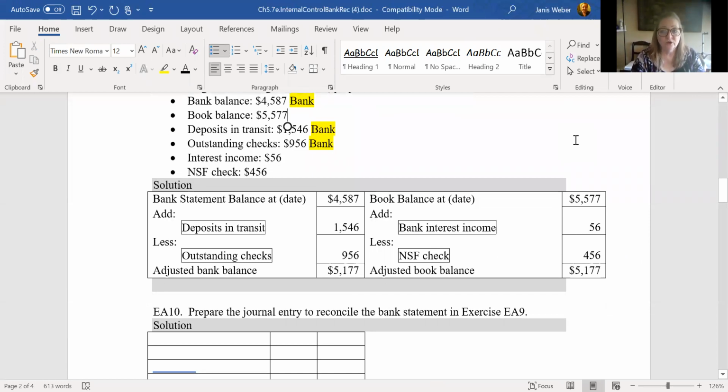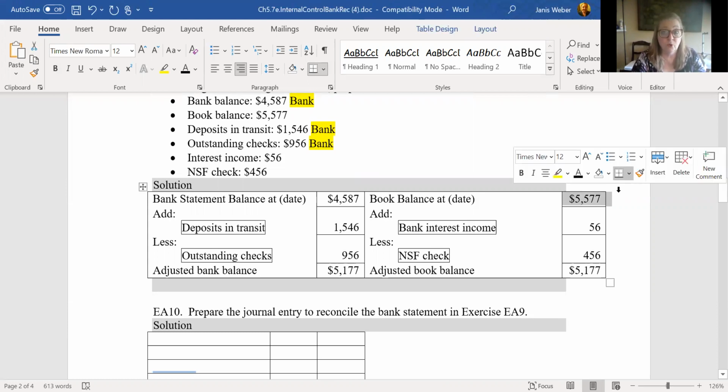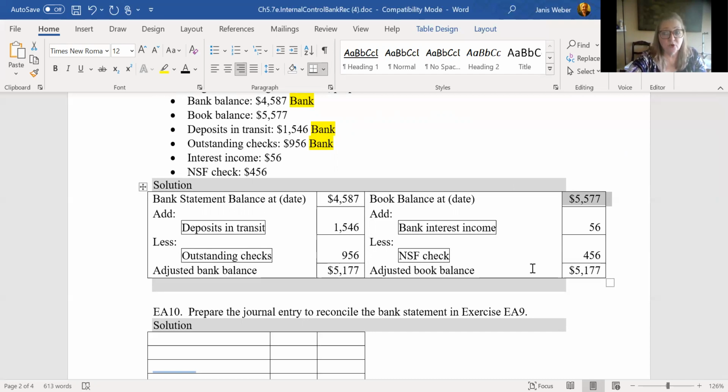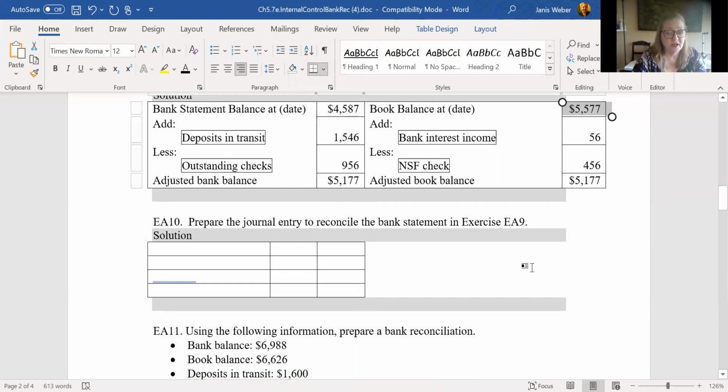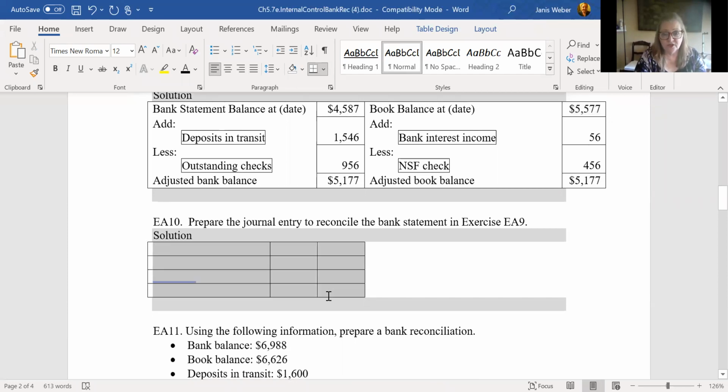Now we realize that in order to finish this reconciliation process, I need a journal entry for everything I adjusted on the book side. Because if I don't change anything, this book balance of $5,577 is going to remain on my books. If I wanted to agree with the balance that is actually reconciled after the bank statement, $5,177, I have to make the journal entries to record these two adjustments on the book side. So the journal entries are going to just take care of that.